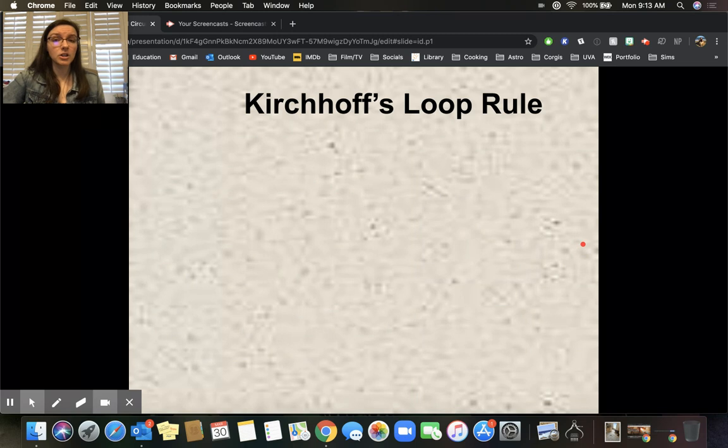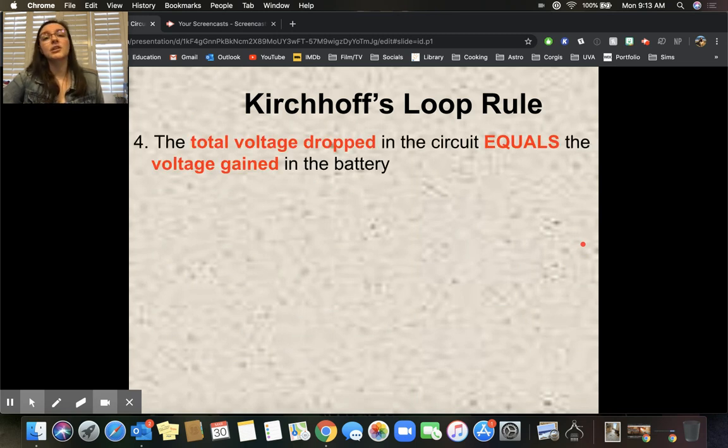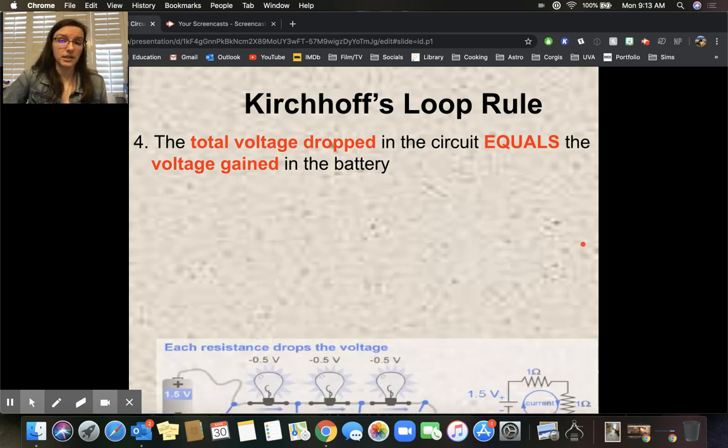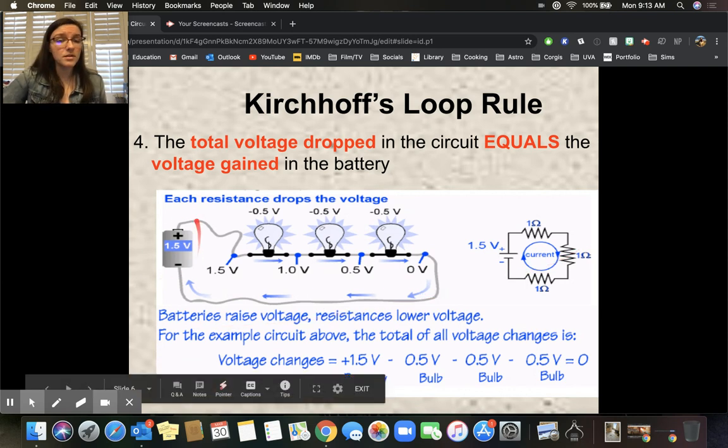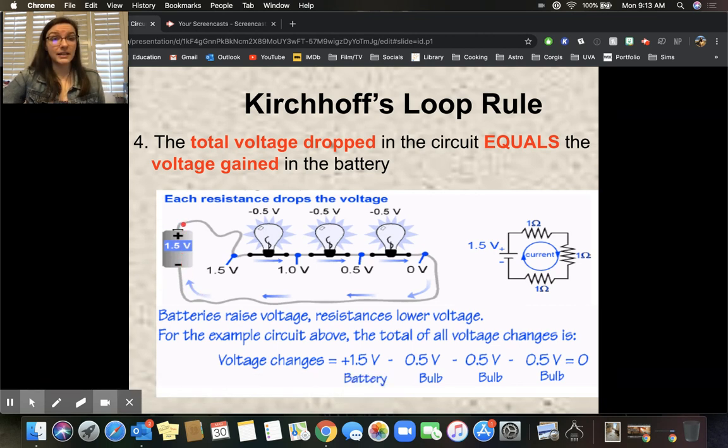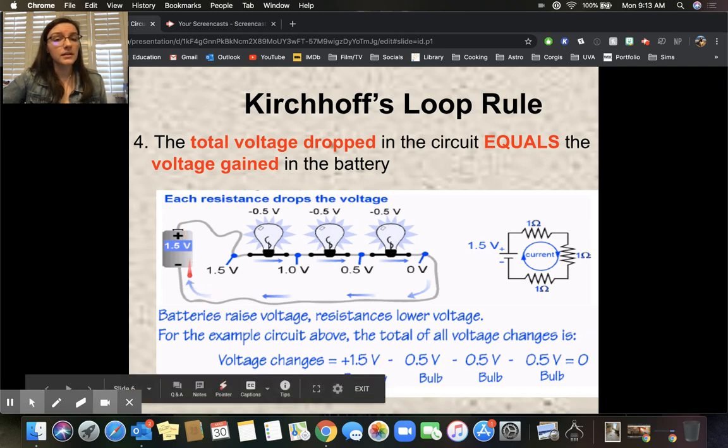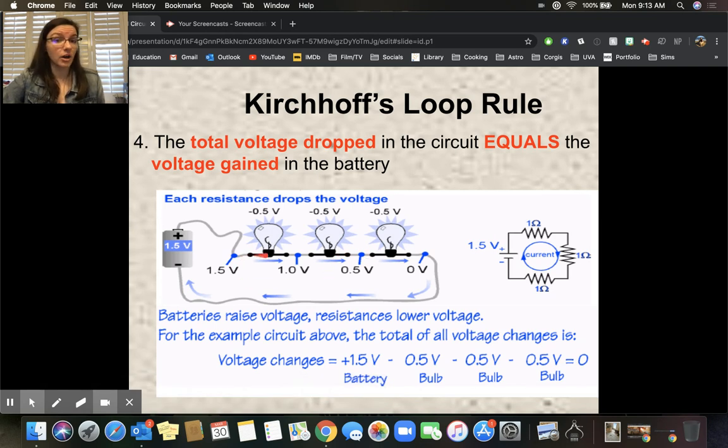This leads us to something called Kirchhoff's loop rule, which says that the total voltage dropped in a circuit has to equal the voltage gained in the battery. Which sounds weird, but if I've got a 1.5 volt battery, that means anytime the circuit passes through this battery, it is adding 1.5 volts. Since I am adding 1.5 here, that means across all resistors, or here across all of these light bulbs, I have to drop by that same amount of 1.5. So batteries raise voltage, resistances like light bulbs lower voltage, and the amount you add has to be the same as the amount that you drop.